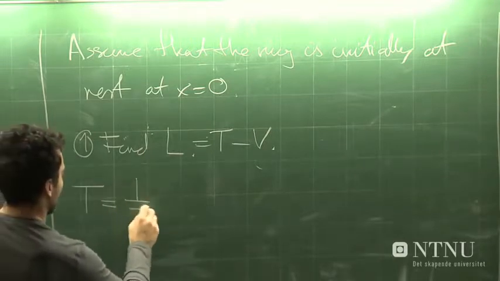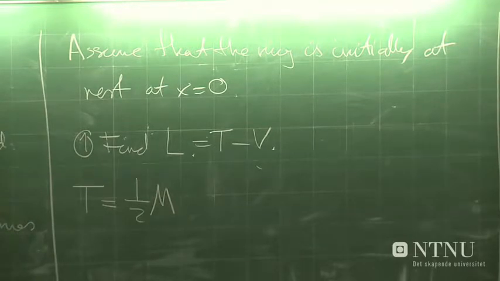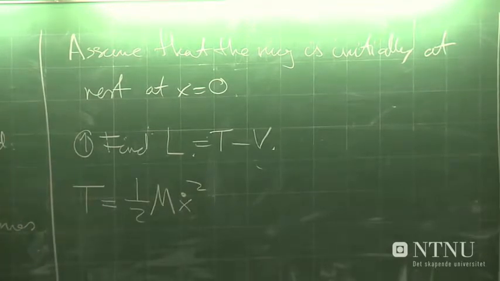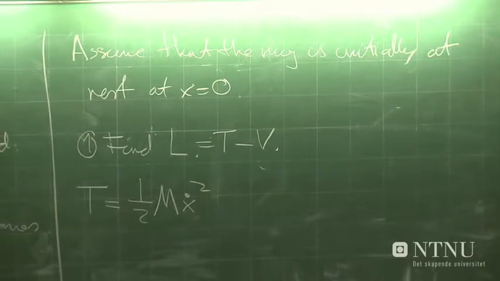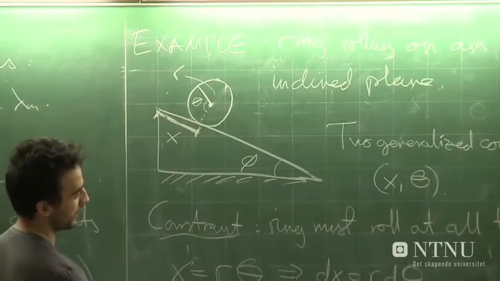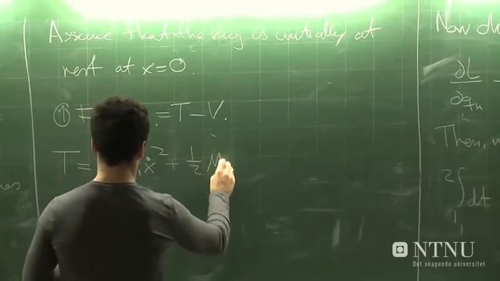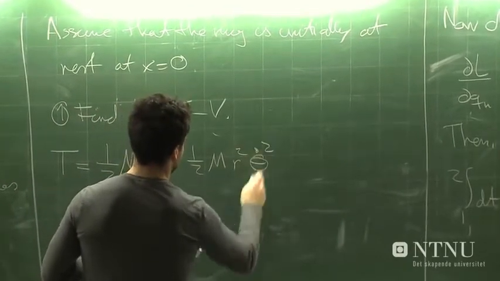Well, assuming that large M is the mass of this ring, we should at least have something like this. Is that all? No? Yes. If the ring was only sliding or gliding down this plane, that would be enough. But since we're now assuming that it's rotating, rolling, we also have to take into account the kinetic energy which is contained in the rotational motion. So that's just the angular velocity. So it looks like this.